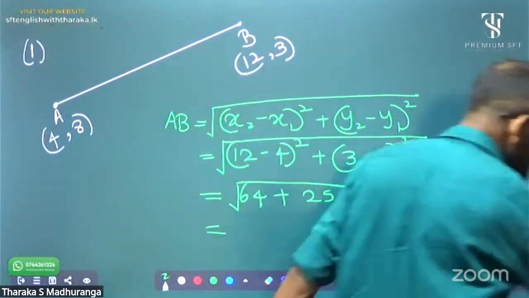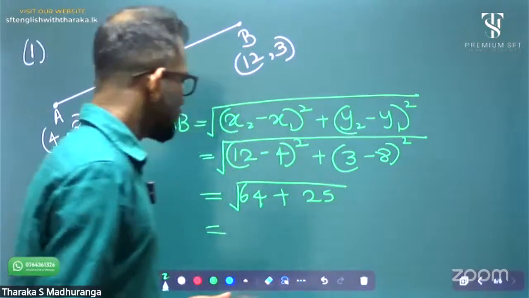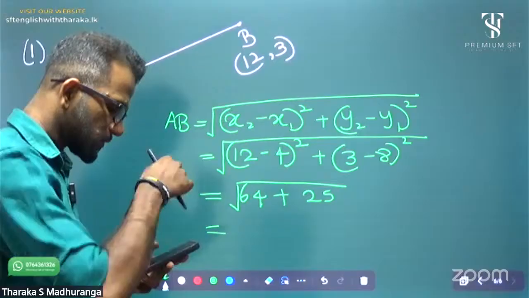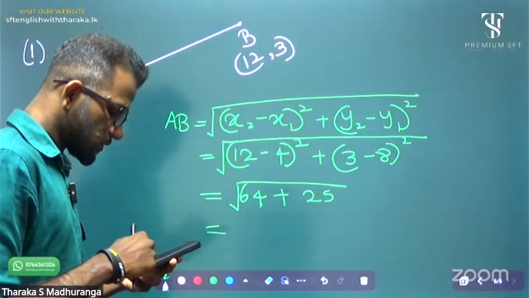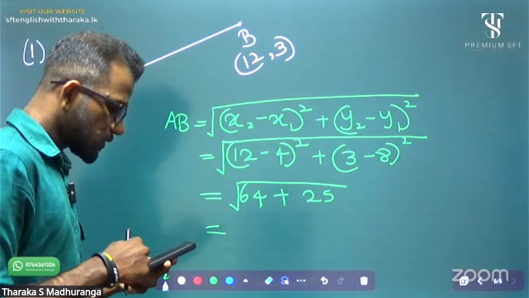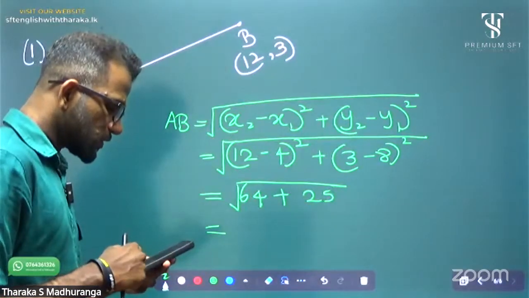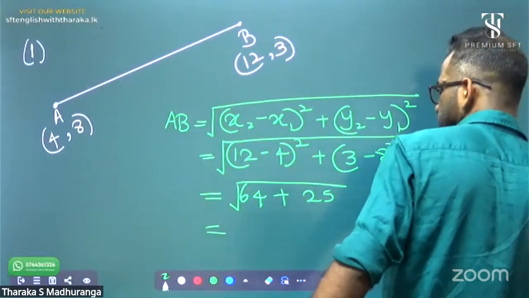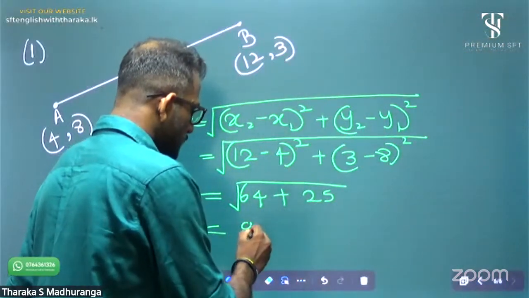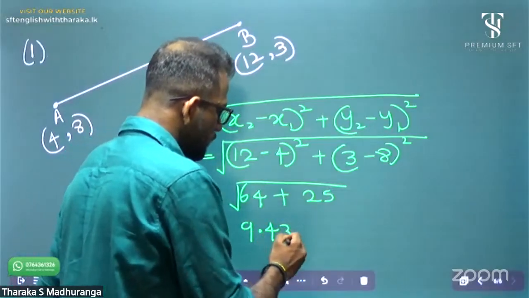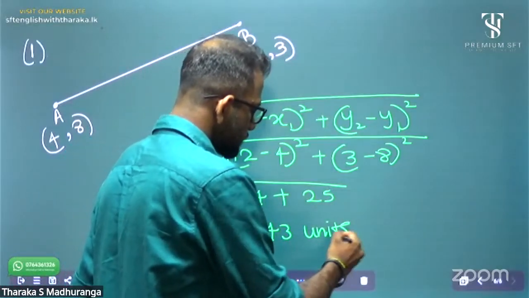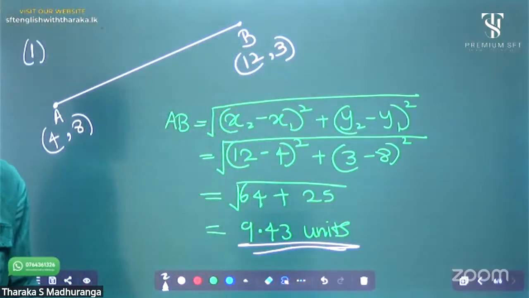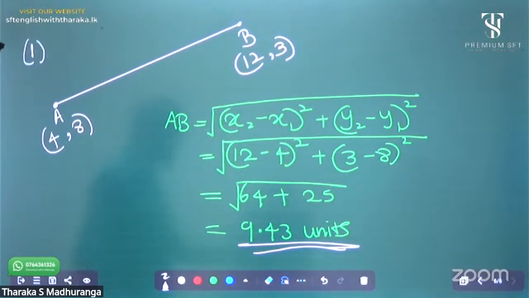Okay. Now what happened? 64 plus 25 is 89. The square root of 89 is 9.43. 9.43 units. Dinul, what happened? I know your mistake.